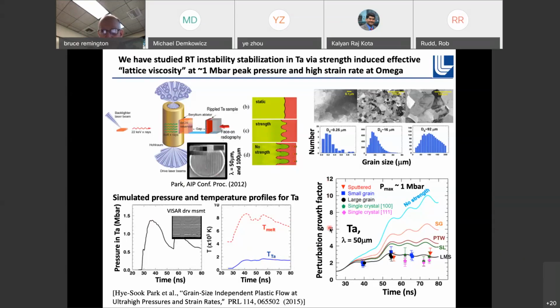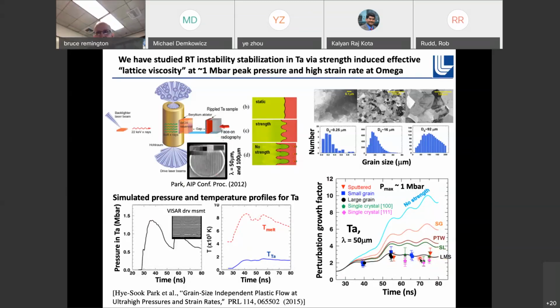And then this is the whole long sequence of experiments done by Ye Zhou on Omega, showing rippled tantalum growing at a wavelength of 50 microns, perturbation growth factors versus time. The predictions for a series of different strength models are shown by the smooth curves. So no strength is this cyan curve. Steinberg-Guinan comes down a bit. PTW is about a factor of 2 or 3 below the no strength. Steinberg-Lund a little bit more. But the Livermore multiscale model was in the best agreement with the experimental data for the whole time sequence.